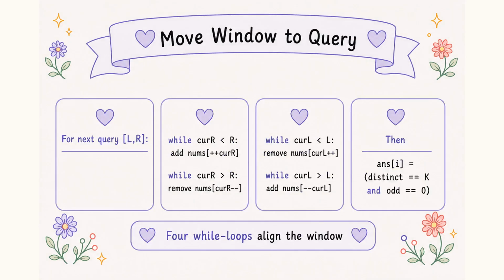To move the window to a query left, right, use four while loops. While current right is too small, add on the right. While current right is too big, remove on the right. While current left is too small, remove on the left. While current left is too big, add on the left. Then set the answer to whether distinct equals k and odd equals 0.